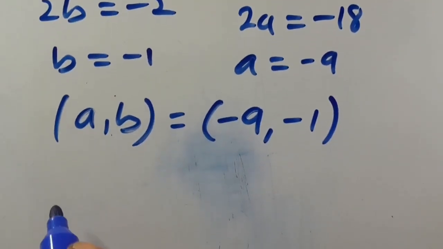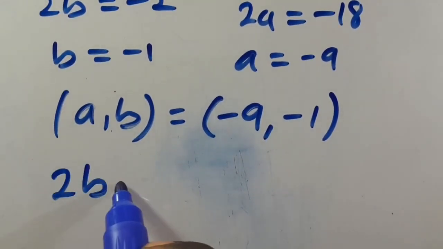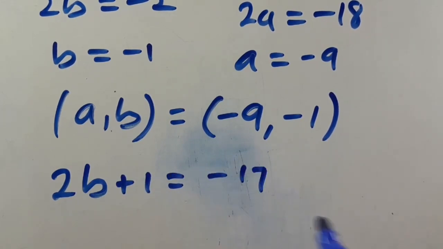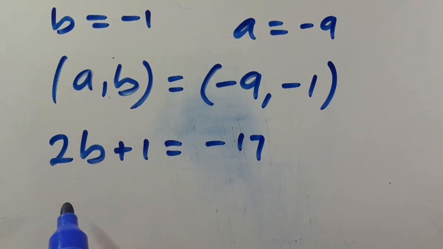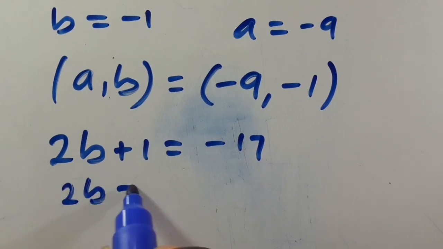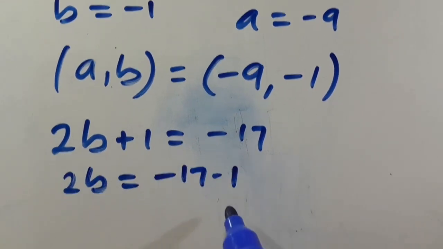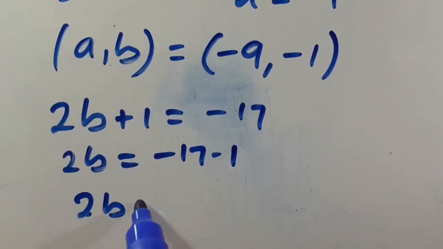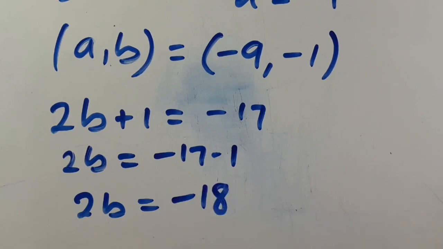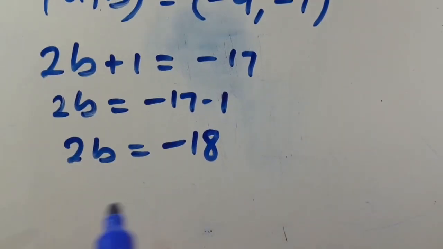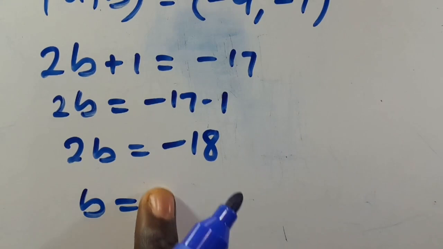So, when you also solve for the second one, where we have 2b plus 1 equals minus 17, we have 2b equals minus 17 minus 1. That will be 2b equals minus 18. Dividing through by 2, we are going to have b equals minus 9.